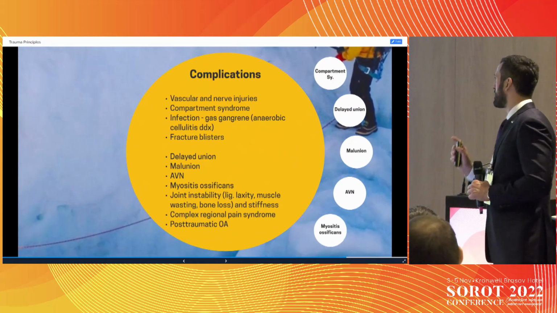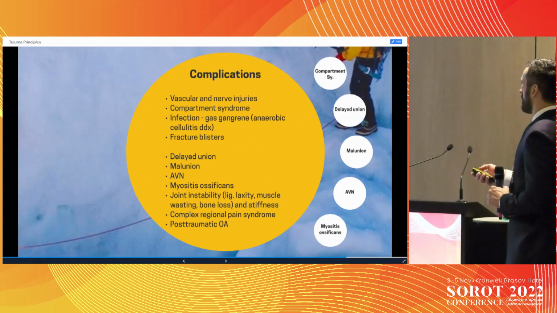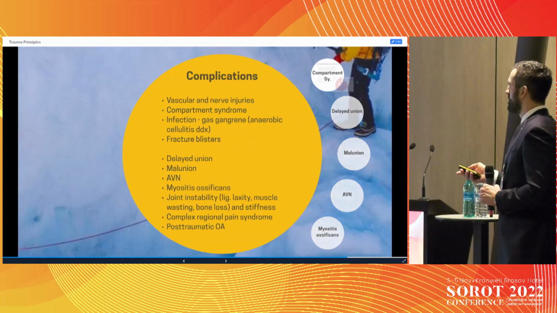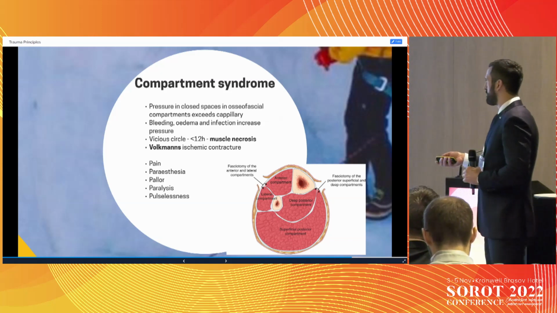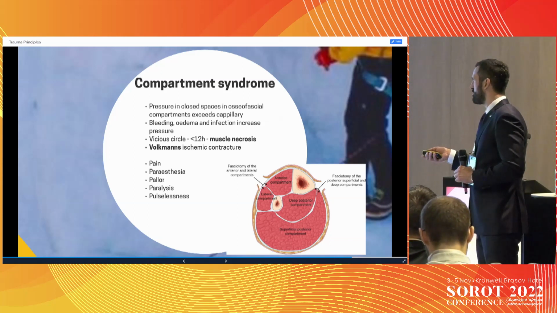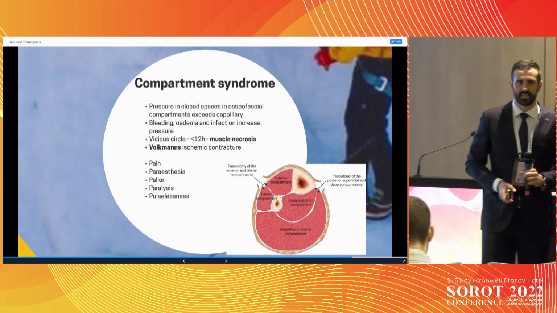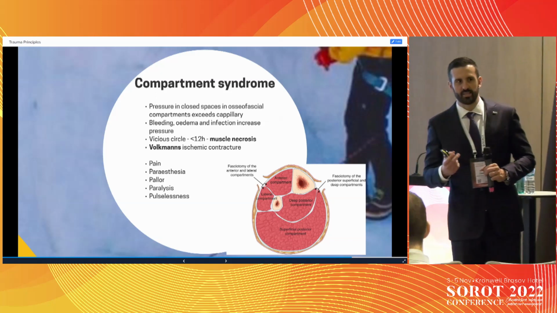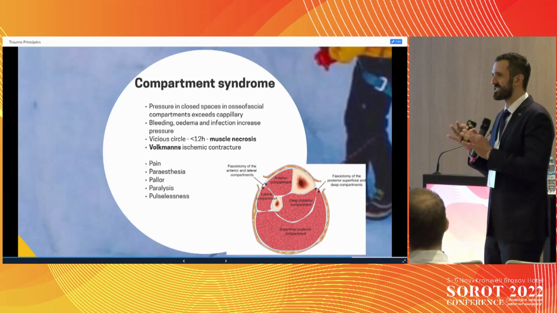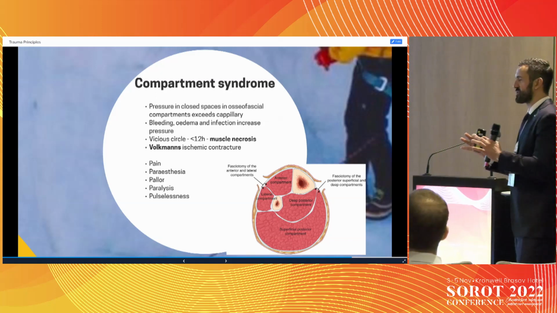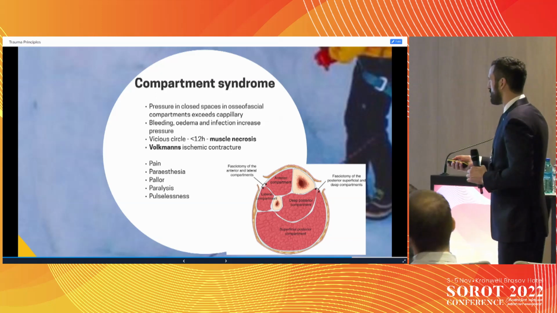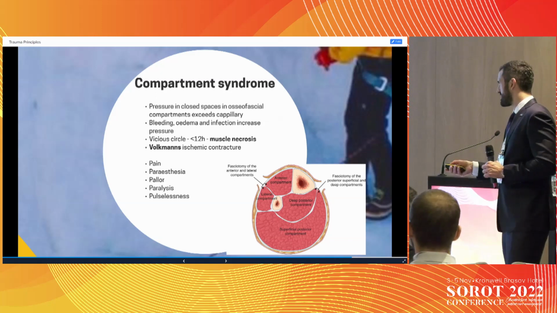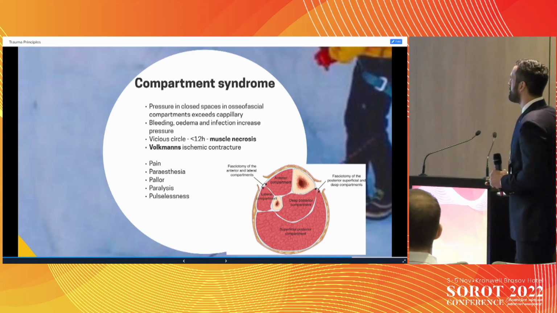We will really quickly go through the complications. So, compartment syndrome. Look for the 5 Ps. There is more and more talk about paresthesias. When you have paresthesias, that's pretty much the sign for a catastrophe that's coming. So paresthesia is pretty much the most sensitive symptom of these 5.